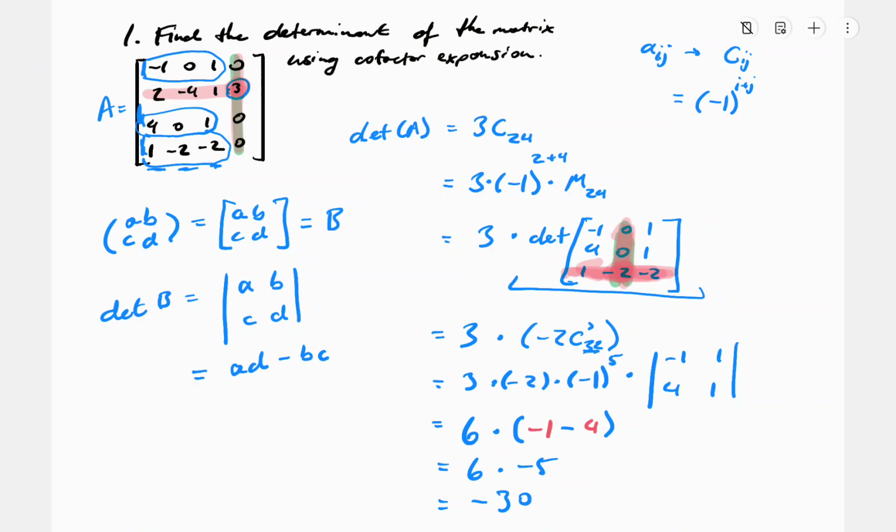And that is all for the determinant of this matrix. One thing to remember is that we are just trying to find the row or the column with the most zeros. You're going to pick it and then perform cofactor expansion on that row or column. So I hope that helps, and good luck with your work.